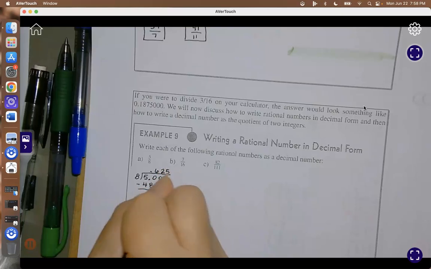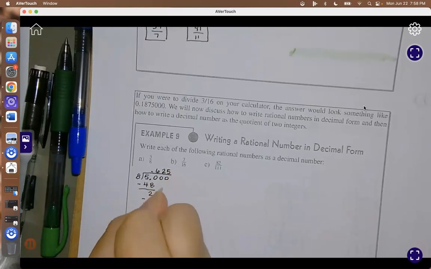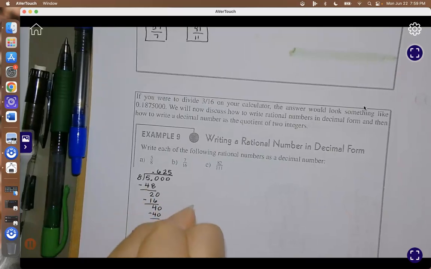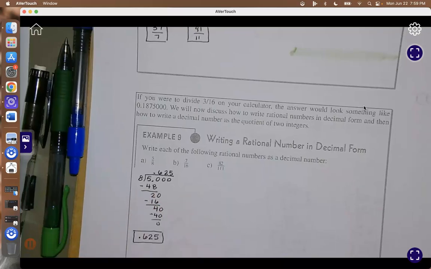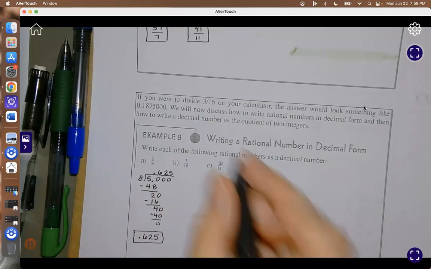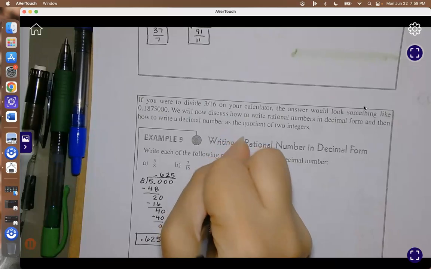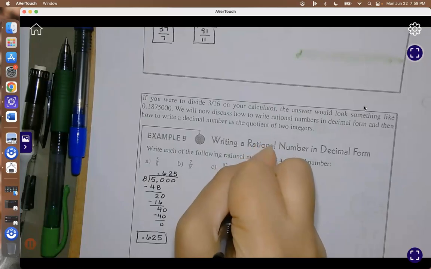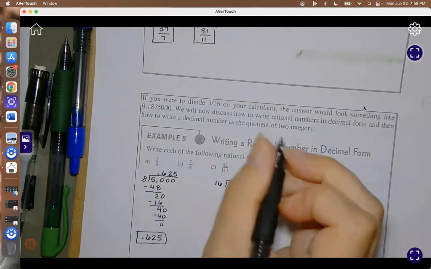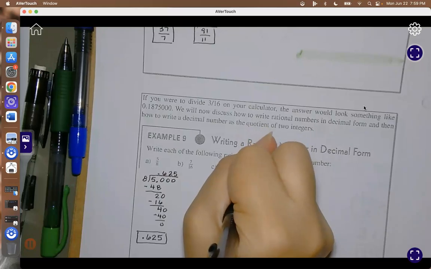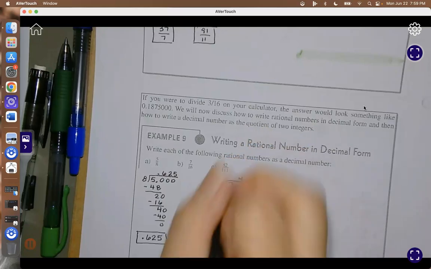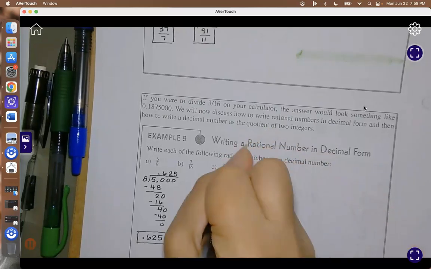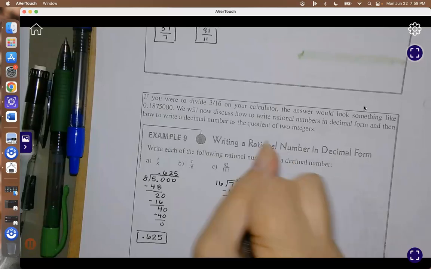Now you're either going to go until it ends or till it repeats. Okay? Next, 16 into 7. 16 will go into 70. I'll help you out here. That's 4 times. That's 64. Subtract, that's 6.